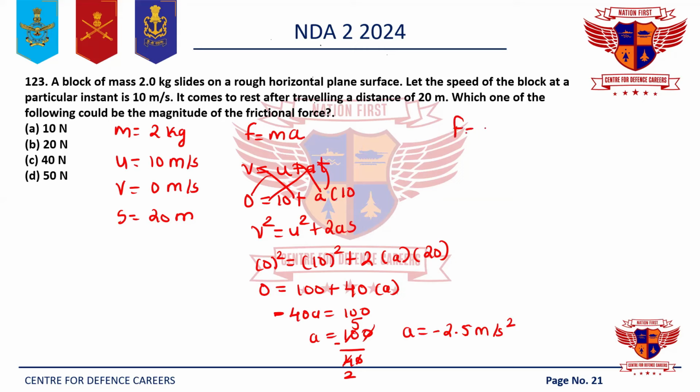Now the force will be equal to mass times acceleration. What is the mass? Mass is 2 kg and the acceleration is 2.5. So we get force equal to minus 5 newtons. And as you can clearly see, none of the options match the answer. Now we have checked with multiple sources, multiple methods. The options do not match. That means here the options are wrong. The correct answer is 5 newtons. Moving on to the next question.